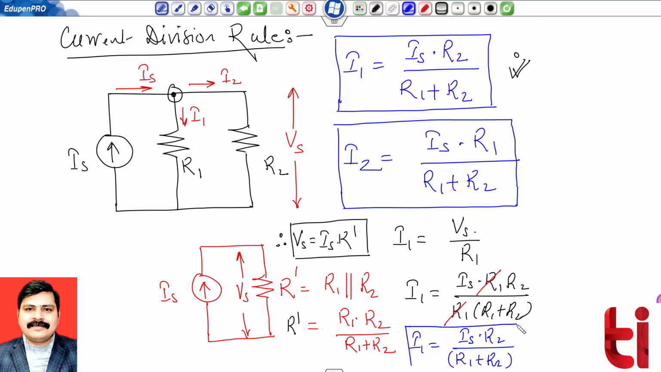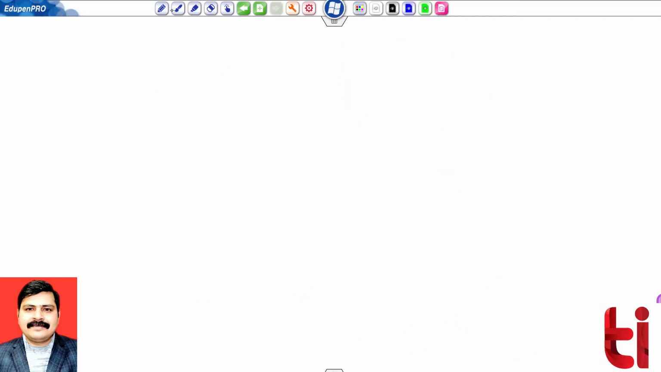So now you can check this is the same which we have discussed earlier. So this is the proof, and if you want to see the proof of I2, you can also apply the same method and you will get the answer. So this is another very important rule, the current division rule, and we will use this current division rule in our course. Now let me discuss one more important aspect, and it is the source transformation.